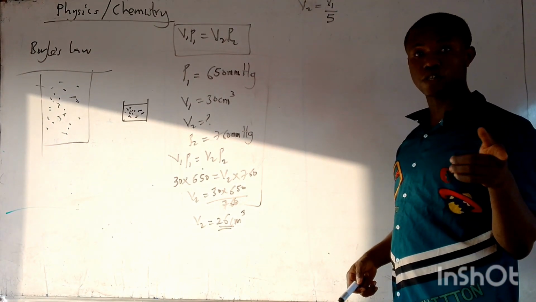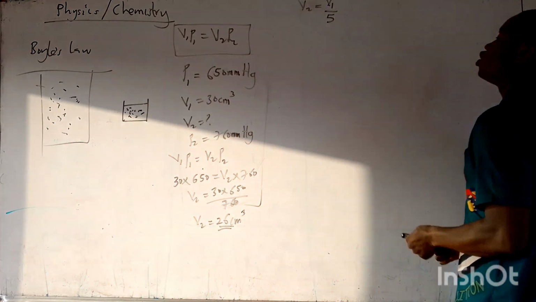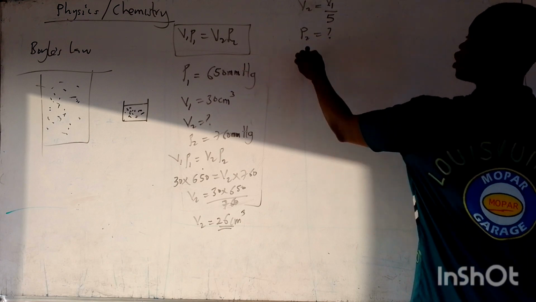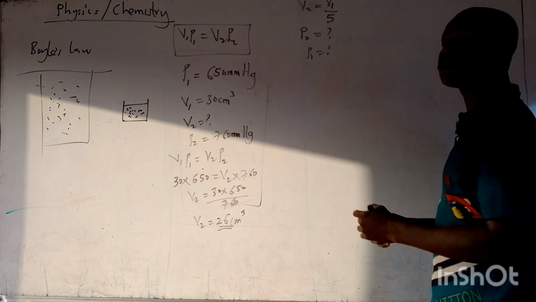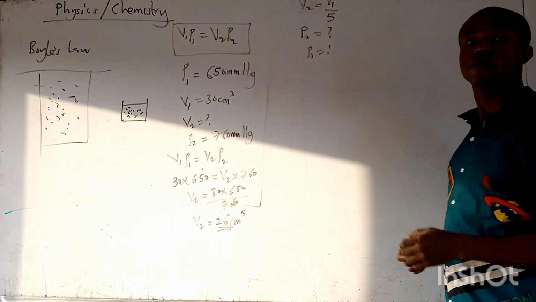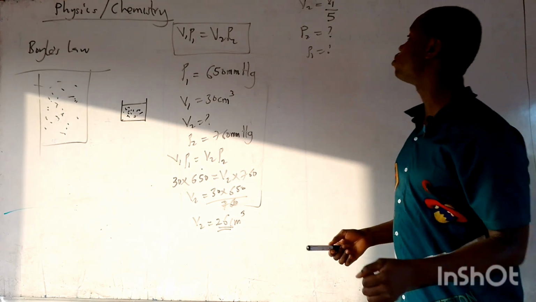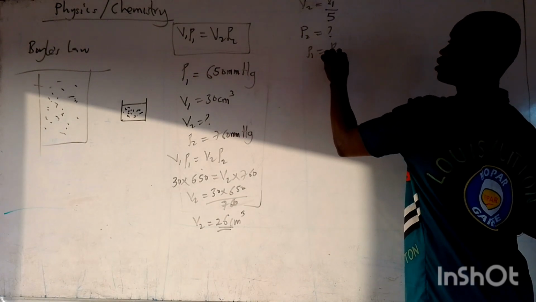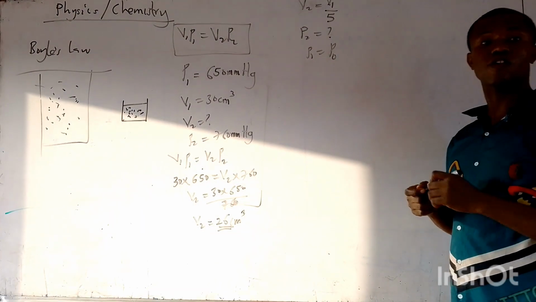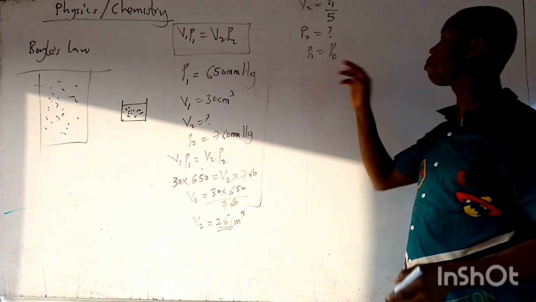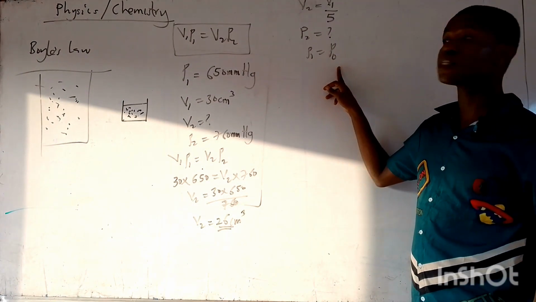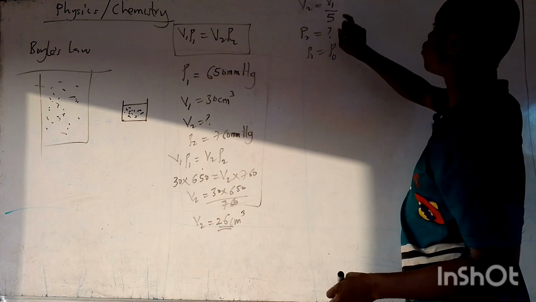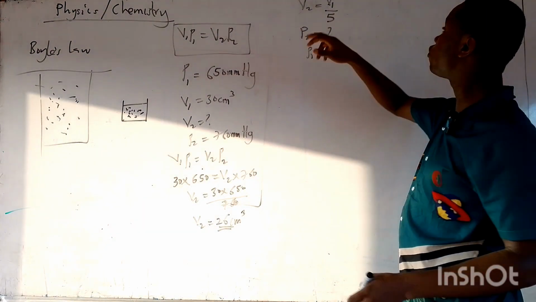That means at constant temperature, what will be its pressure? We are looking for P2. Already we know that P1 is there. We said the gas has pressure P naught, so the initial pressure is P naught. Our final volume is V1/5.